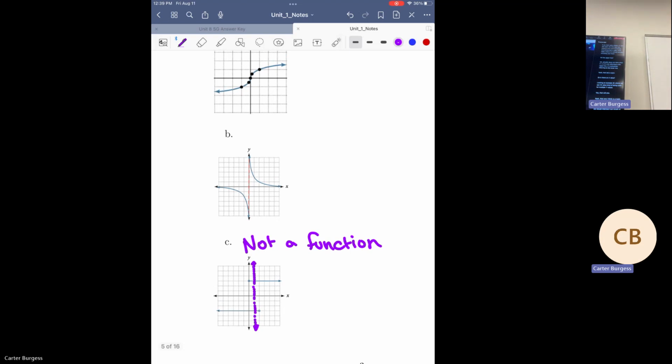So if it intersects at 2 points or more, then it's not going to be a function. If you can draw a vertical line through every single x value, and it only ever hits 1, or sometimes 0, but it only ever hits 1, then what you're looking at is a function. So actually, in this case, the converse is true.